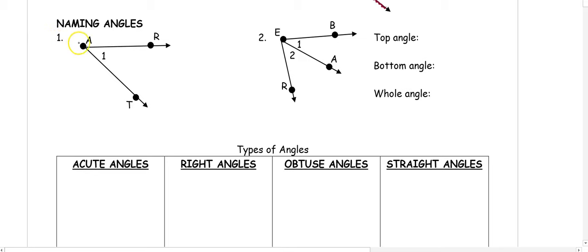So in number one, there's a couple of ways to name this. We can just name it angle 1, because we can name it by the number that's inside the angle, or we can name it with 3 letters. When you name an angle with 3 letters, make sure that your middle letter is always your vertex. So we can name this angle RAT or angle TAR. In number 2, there's a couple of different angles happening.